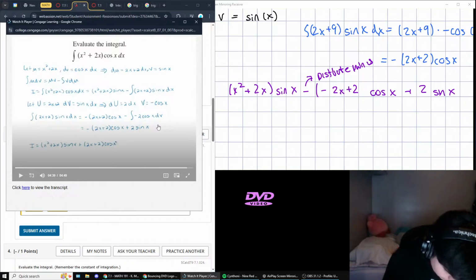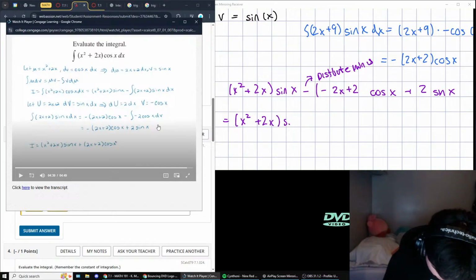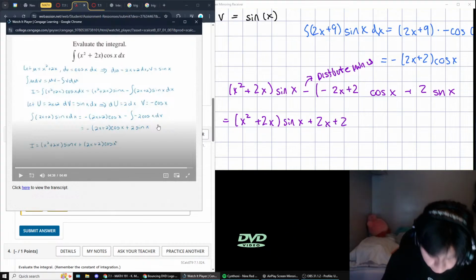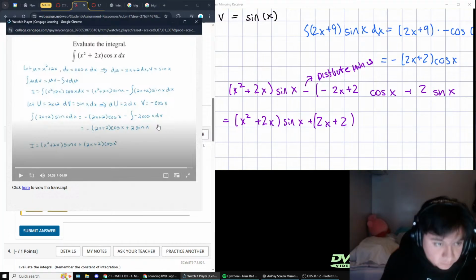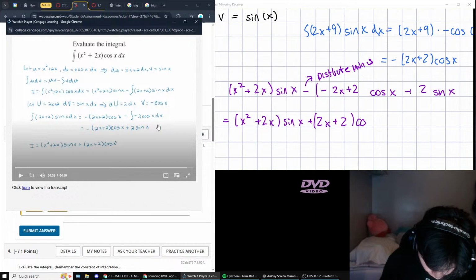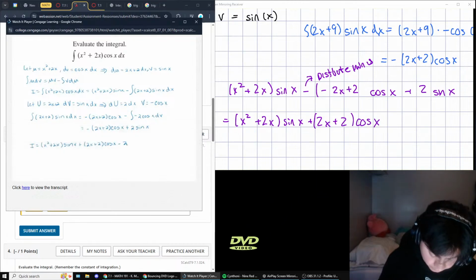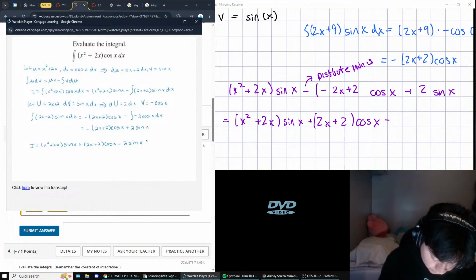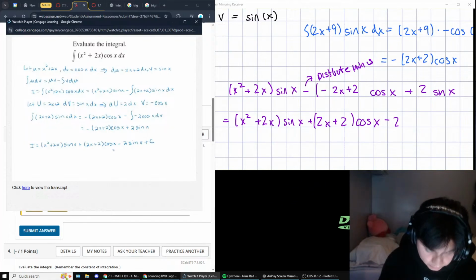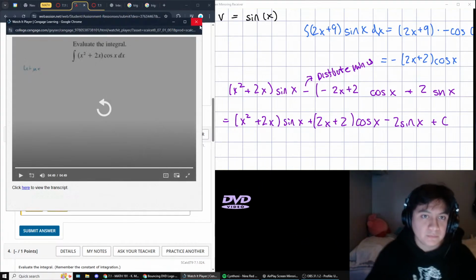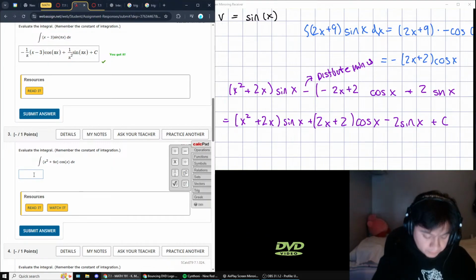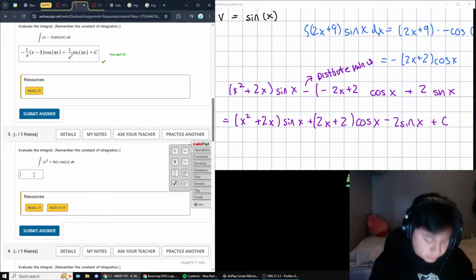So our final answer should be 2x sine x plus 2x plus 2 cosine x minus 2 sine x plus c. So this is how we solve this integral. Okay. Double parts. Let's go. That wasn't... I was going to say, that wasn't too bad. That was really bad.